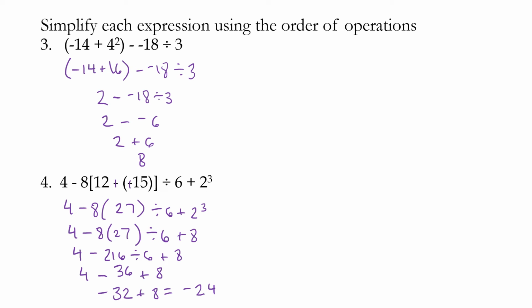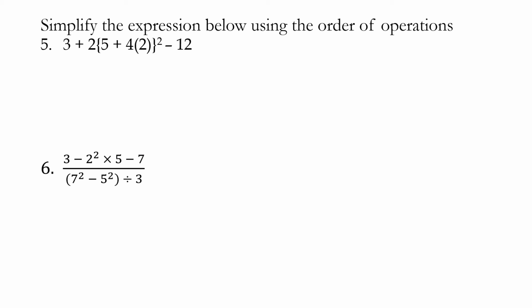Be careful on this type of problem because a lot of people think to do this 4 minus 8, but you don't do that 4 minus 8 first because really you need to do this multiplication of 8 times whatever is in the parentheses, and in this case it's 8 times the 27. So you don't do the 4 minus 8, you do the multiplication before you do that subtraction.